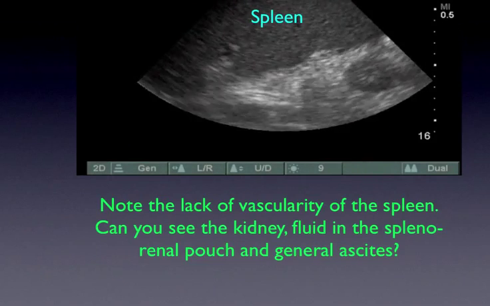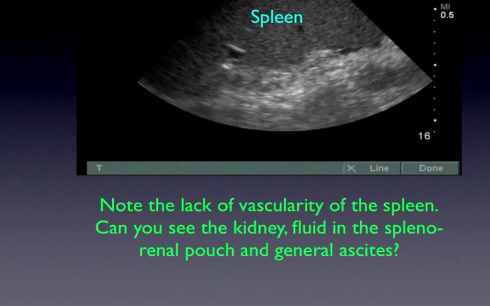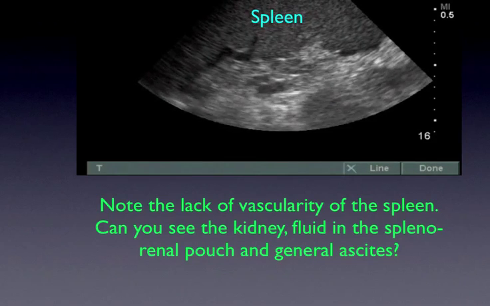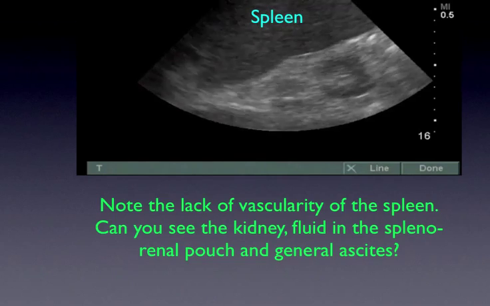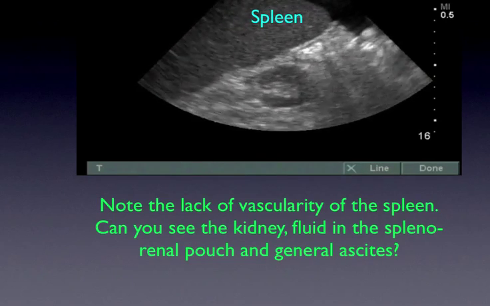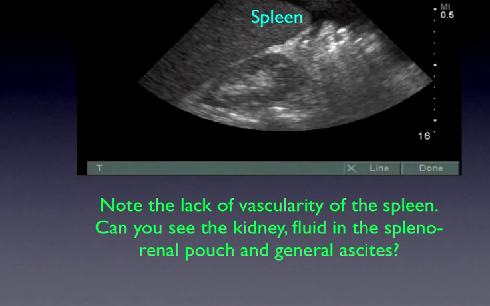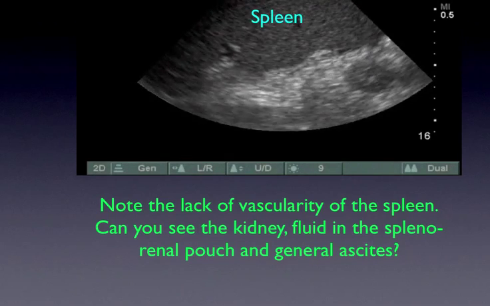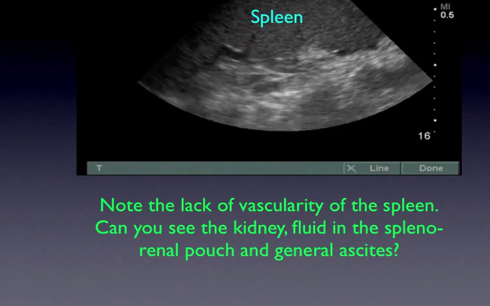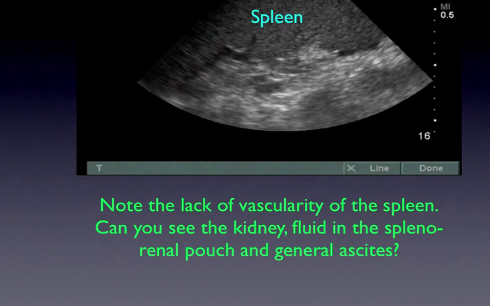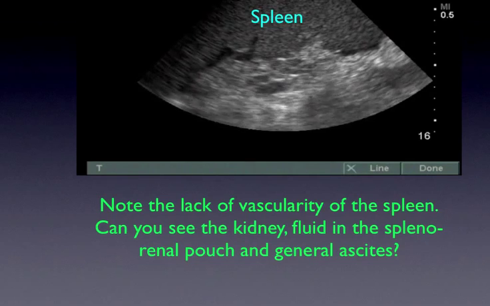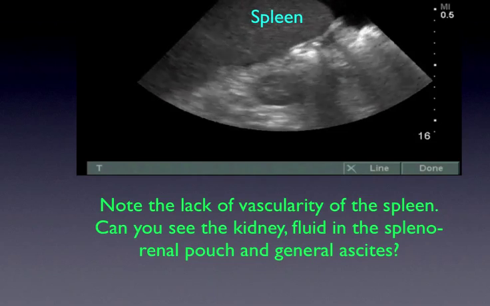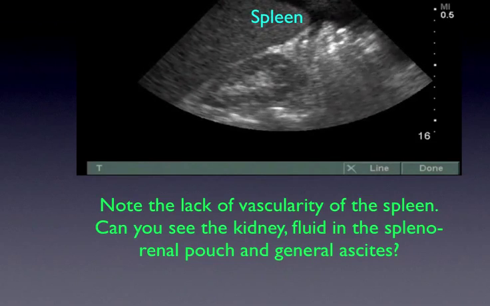Now here's a clip of the spleen, which is rather large, and you'll see typing appear on the left side of the screen saying big spleen. And note the lack of vascularity in the spleen. On the slide you can see also the question, can you see the kidney, fluid in the splenorenal pouch and the general ascites? So the kidney is at the inferior margin of the screen. It'll appear shortly. You can see the hyperechoic space between the spleen and the kidney, and there's the ascites on the right of the image.